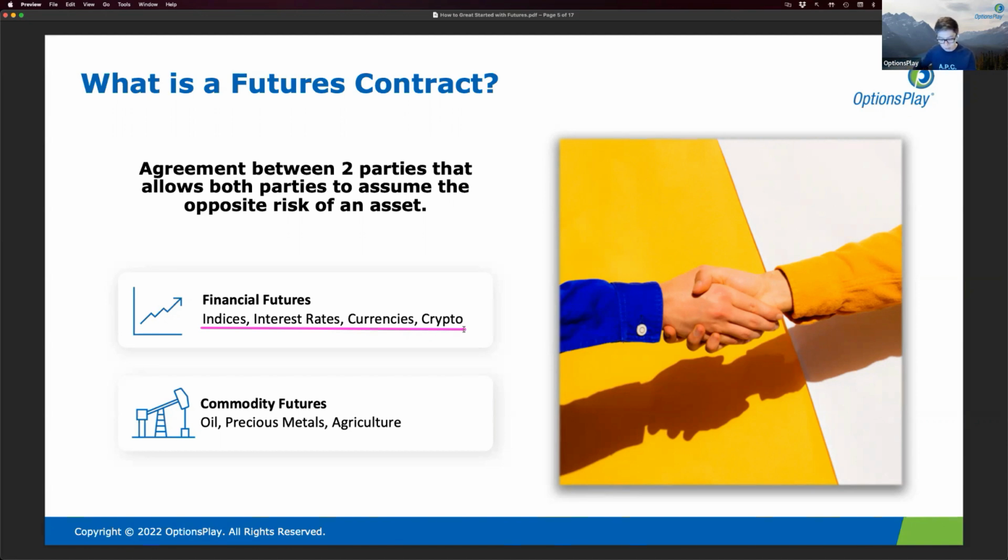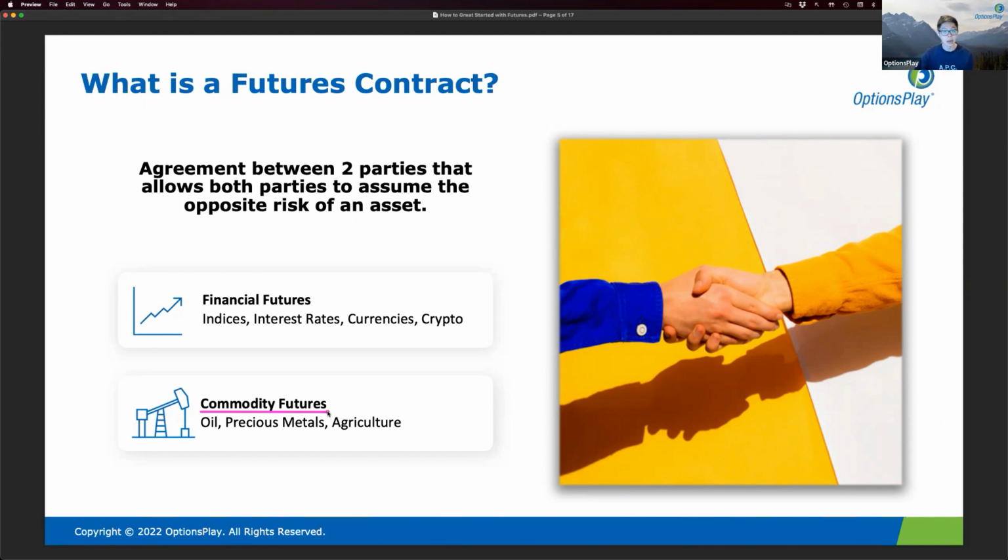And then you have commodity-based futures. This is for commodities that you're familiar with: oil, gold, silver, precious metals, agriculture, hogs, cattle, those types of products that you can trade that are commodity types. So those are the general two types of products that you will be able to find futures contracts on.